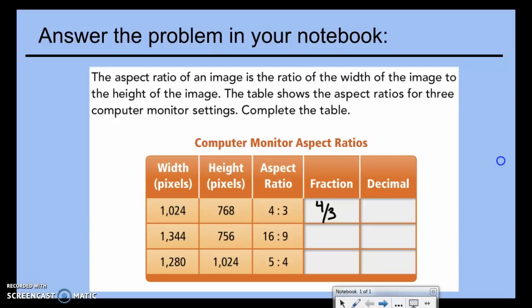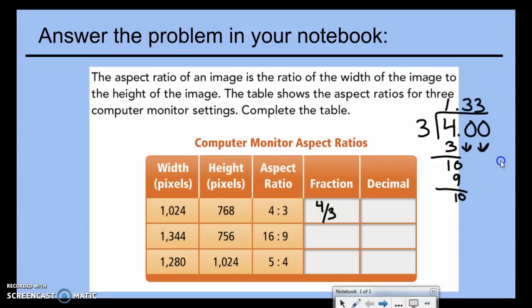Let's go ahead and come to decimals. We know that when we are finding a decimal, you divide your numerator by your denominator. Add a decimal and some zeros, just in case the denominator might be a little bigger. 3 can go into 4 once, with a remainder of 1. 3 can go into 10 3 times, remainder 1, 10 3 times. So your decimal is going to be 1 and 33 hundredths.